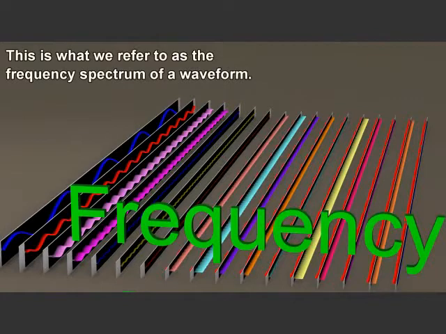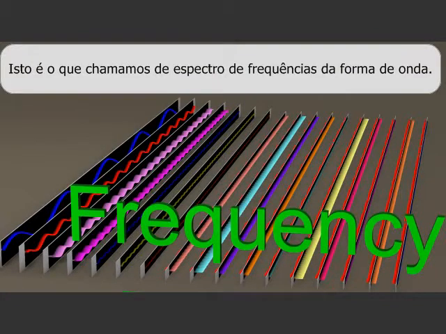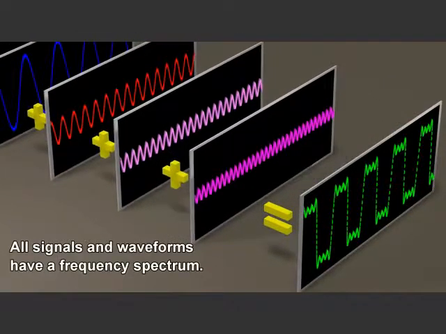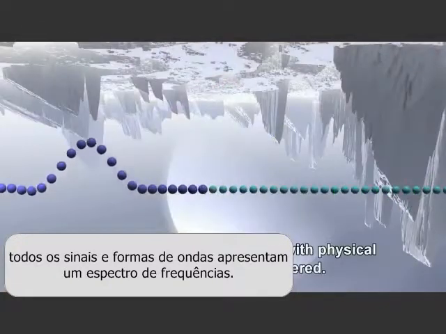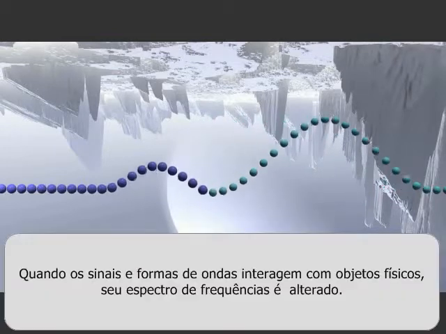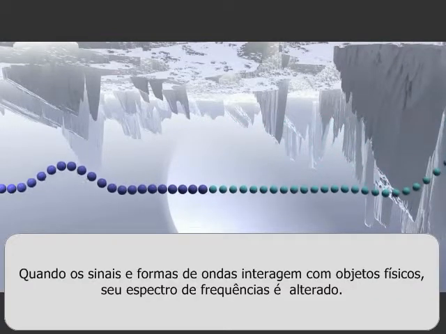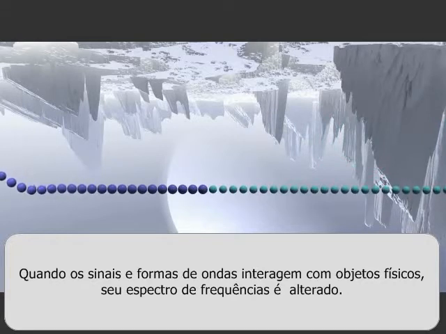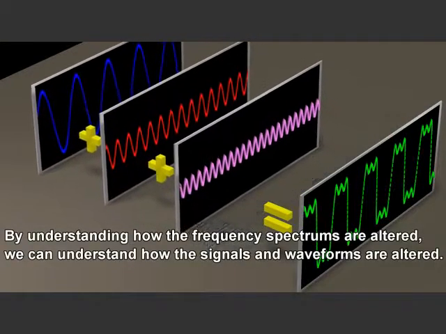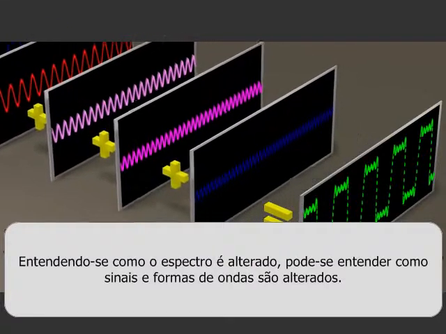This is what we refer to as the frequency spectrum of a waveform. All signals and waveforms have a frequency spectrum. When signals and waveforms interact with physical objects, their frequency spectrum is altered. By understanding how the frequency spectrums are altered, we can understand how the signals and waveforms are altered.